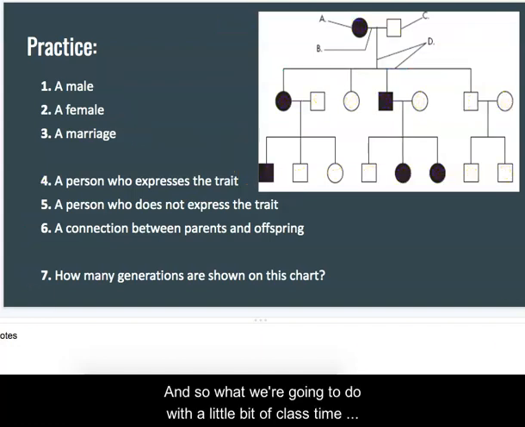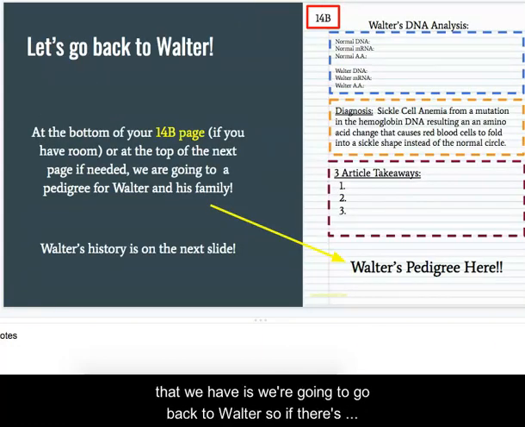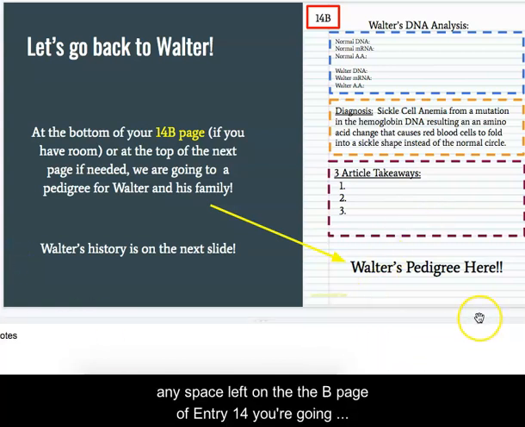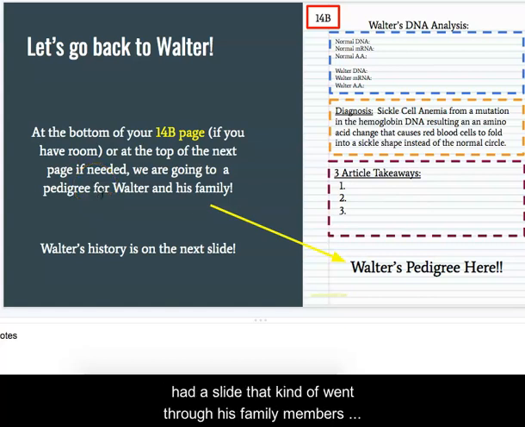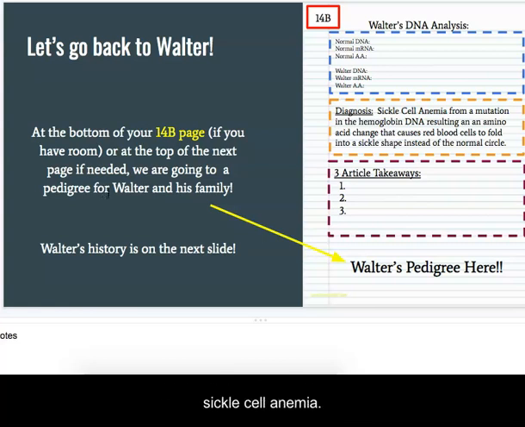And so what we're going to do with a little bit of class time that we have is go back to Walter. If there's any space left on the B page of entry 14, you're going to use that space. And if not, then you're going to go to the next fresh page. But really what's going to happen here is you are going to draw Walter's pedigree. If you remember last week, we had a slide that went through his family members that did and did not seem to have the same symptoms as Walter, indicating that they may or may not also have sickle cell anemia, which is what Walter ended up having.